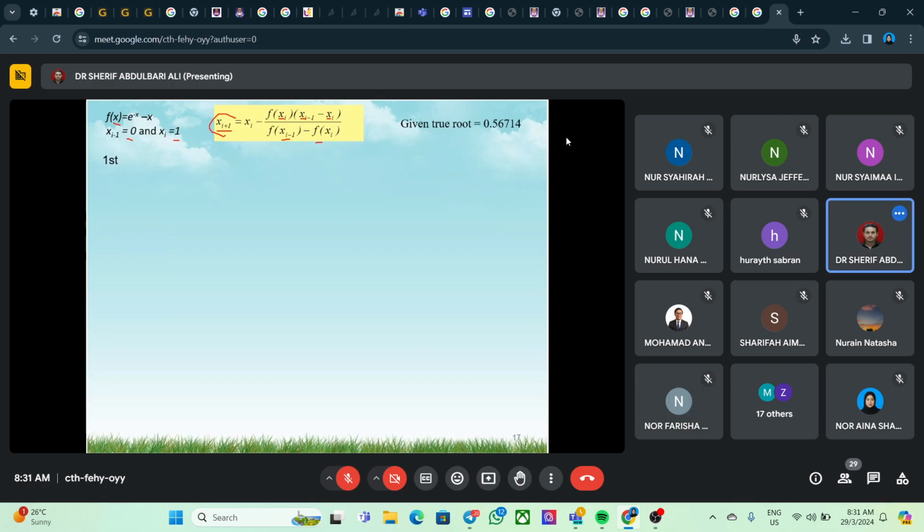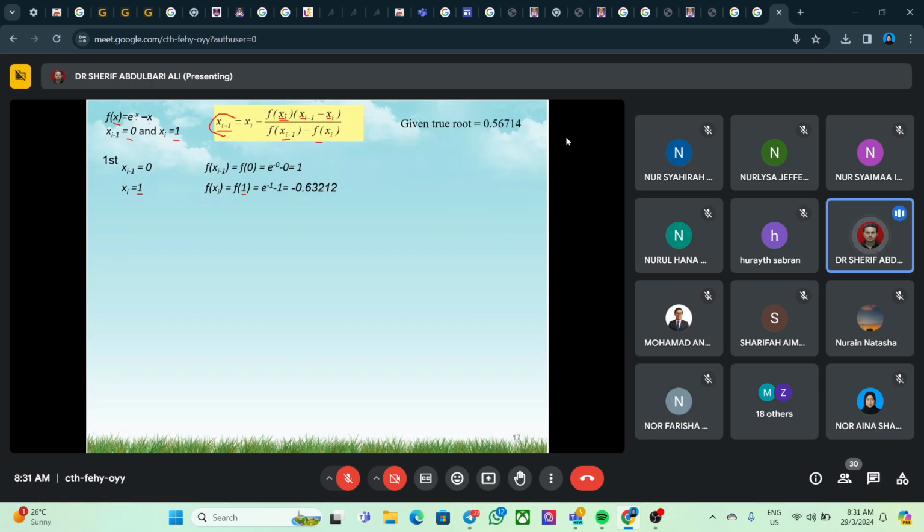Okay, so first iteration. X initial is equal to 1 and x backward is equal to 0. I need to find the function of x minus 1 and the function of x. Function of x minus 1 means the function when x is equal to 0. So I put 0 here and 0 here: exponent negative 0 minus 0, so the answer is equal to 1. Now I need to find the function of x, where x is equal to 1. So exponent negative 1 minus 1, and the answer is negative 0.63212.